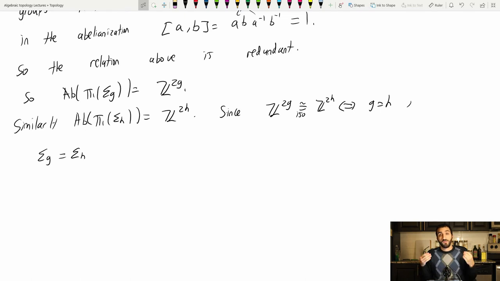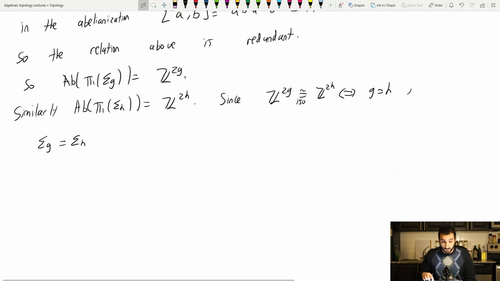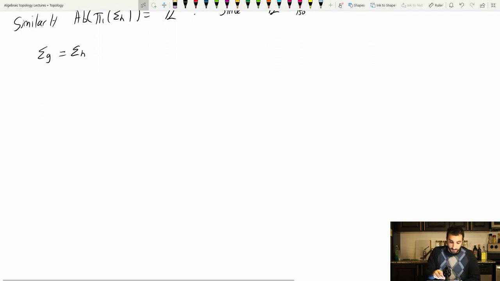Now we get into the stranger surfaces called non-orientable surfaces. So first of all, let me try to give you an intuition for what those are.